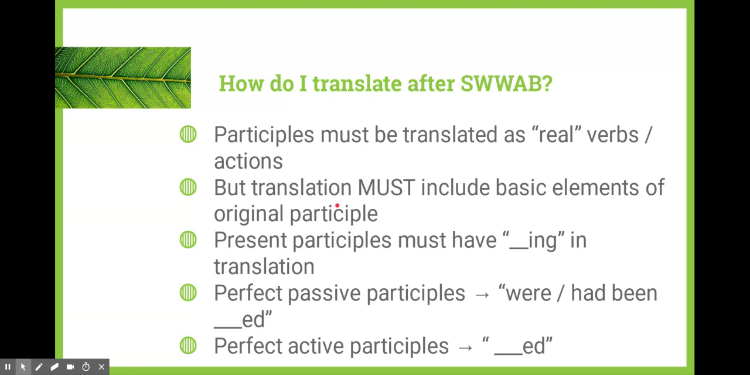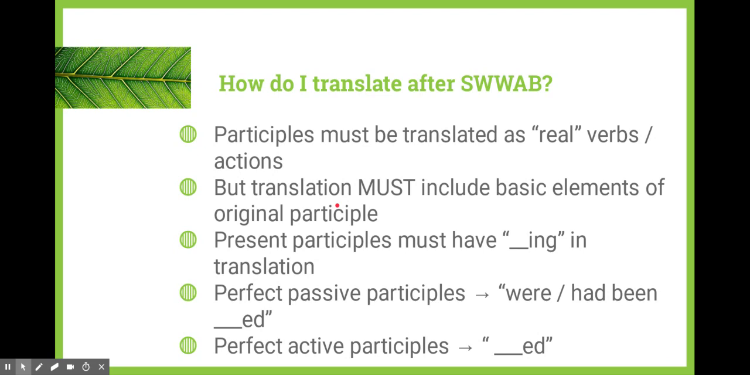So present participles, when they're part of an ablative absolute phrase, you must translate them with "blanking" in the translation somewhere. It could be "are blanking," "was blanking," something like that. With a perfect passive participle, you want to keep it in the perfect tense, so in the past, and then you want to keep it passive, as in the noun that's in the ablative absolute phrase did not do the action, "were" or "had been blanked." And in the rare case of a perfect active participle, being part of an ablative absolute phrase, you want to indicate that the noun "blanked."